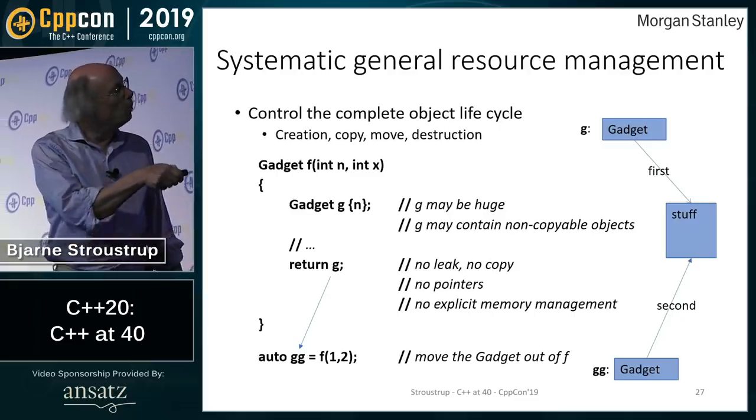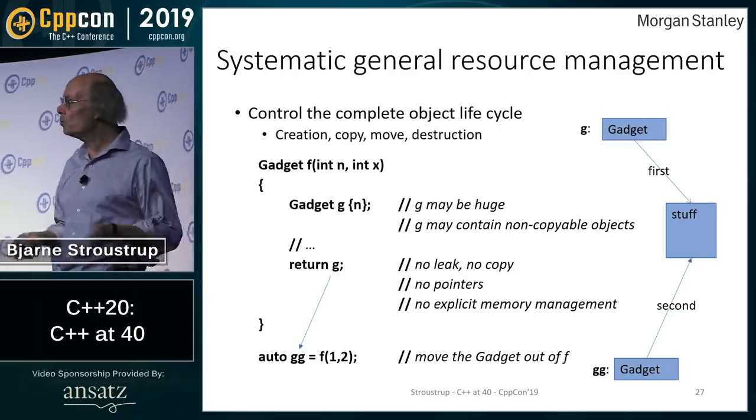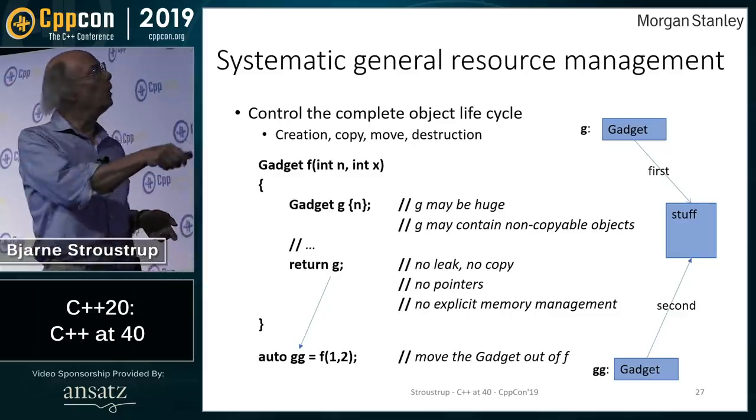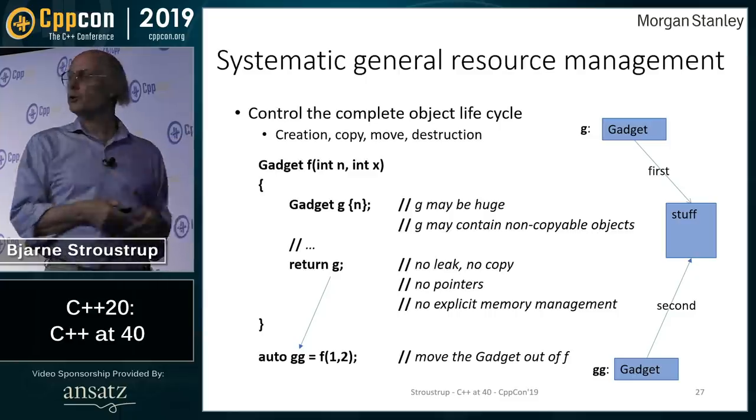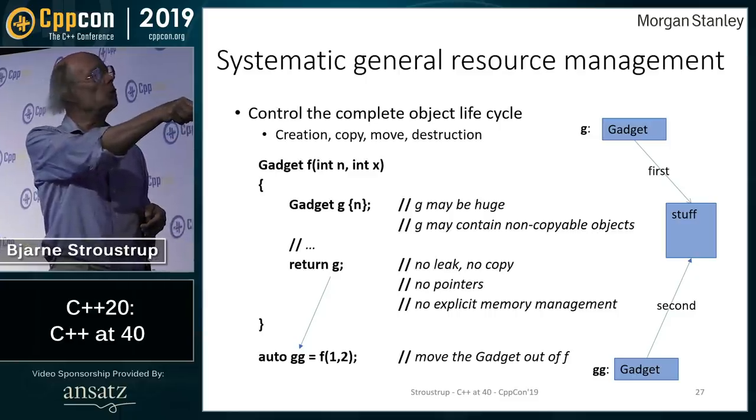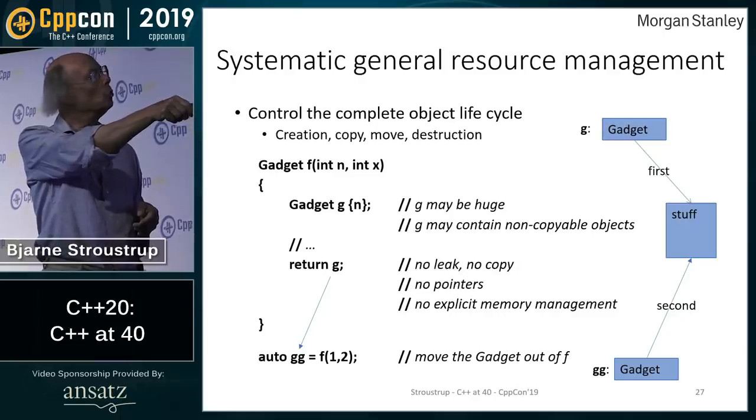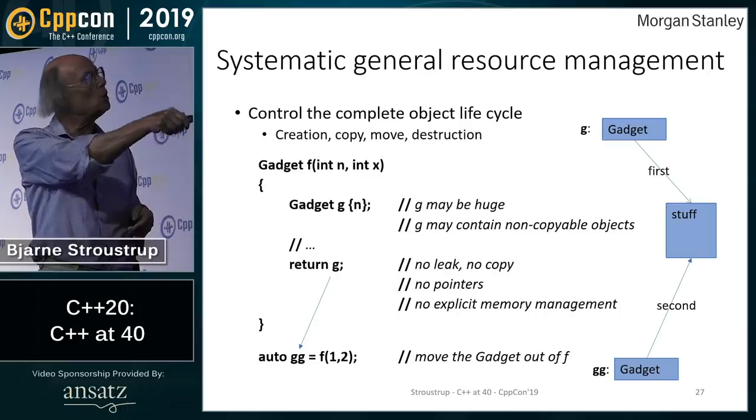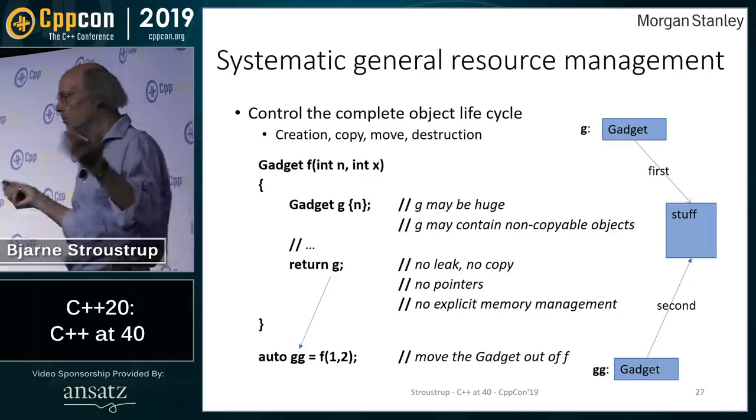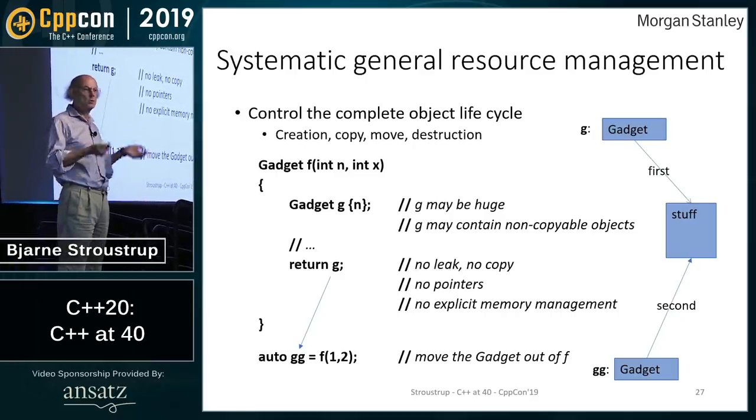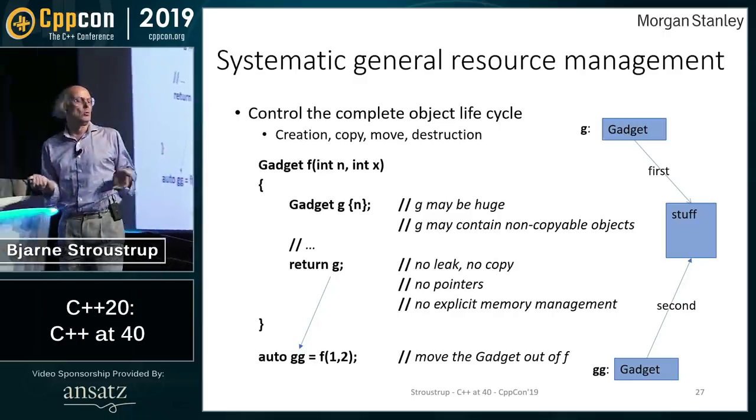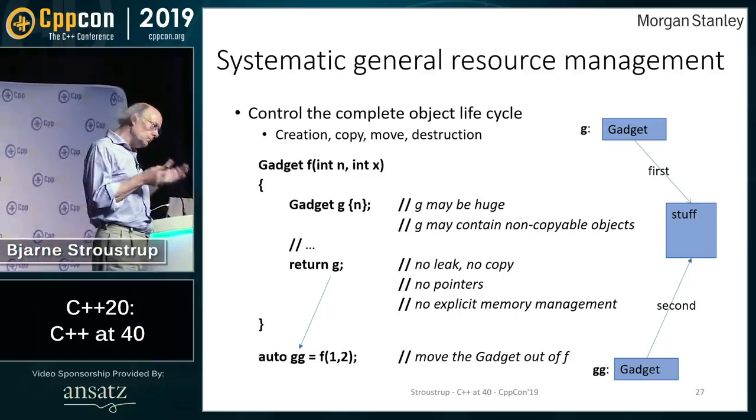But if the compiler can't figure this out, we fall back to move semantics, where we say, okay, there's the gadget. Big things tend to be a handle to the real stuff. Handles are really cheap to copy. So what we do is we steal a representation from G, put it into GG, and remove the link from G. Problem solved. We can move something with a million elements, two file handles, and a lock at the cost of essentially nothing. So that's important.